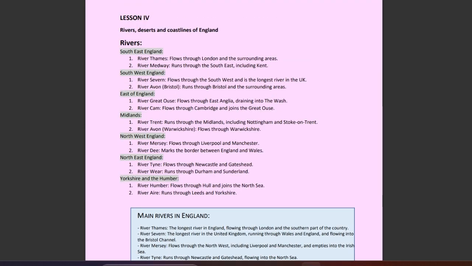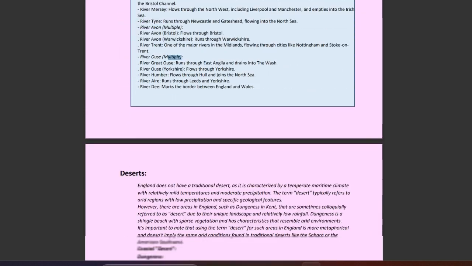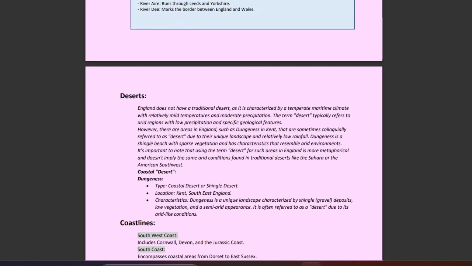Very important, this section. Now we are talking about the desert, but in this case, we know England does not have a traditional desert, as it is characterized by a maritime climate, reliably mild temperatures, and moderate precipitation. So, in this case, the term desert typically refers to a region with low precipitation and specific geological features.